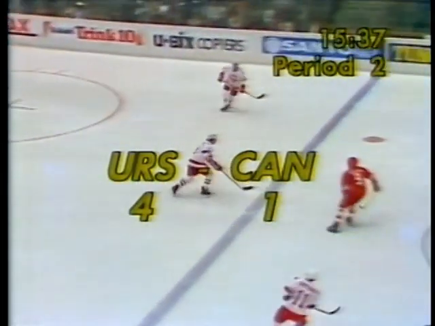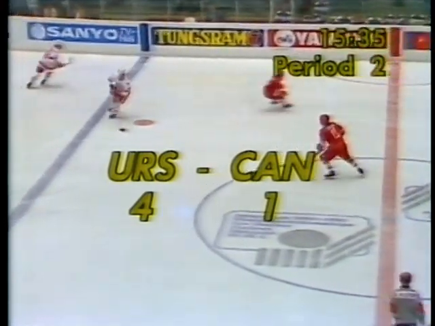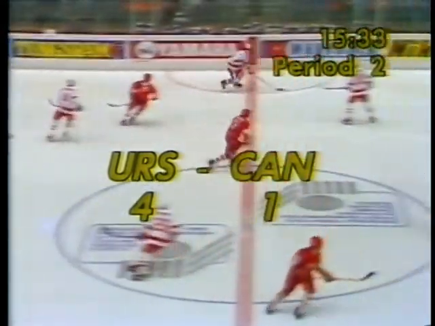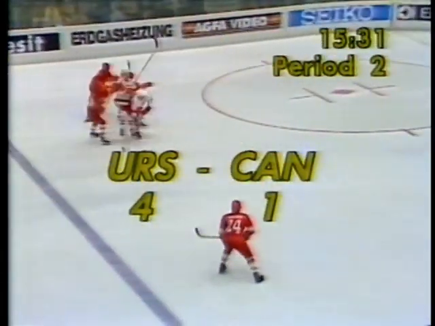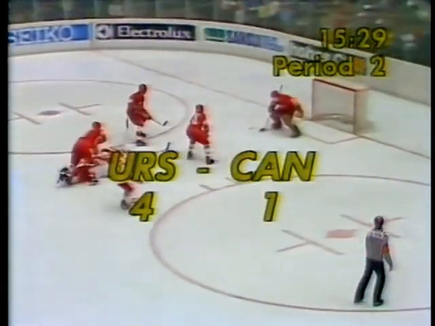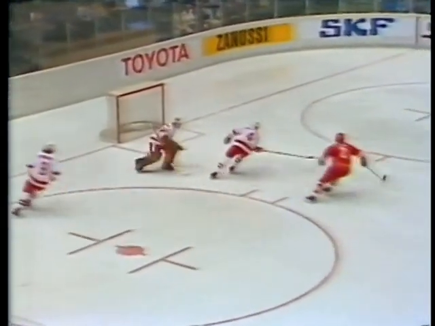Reinhardt, number 8, on defense for Team Canada. Now both teams at full strength. Canada had much of the play in the first period, but a couple of costly penalties, and the Soviets capitalizing as they do so often. Now, here's a chance for the Soviets once again. Krukov's shot. That's stopped by Gilles Meloche.